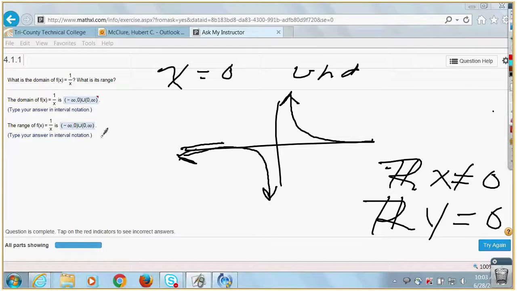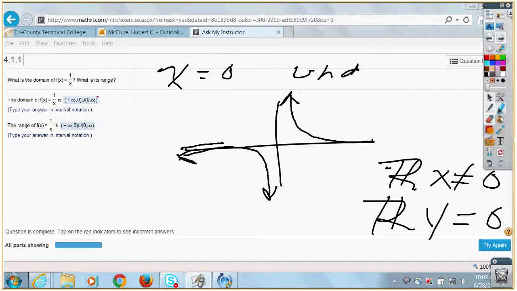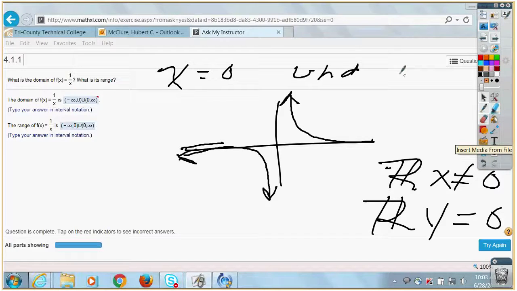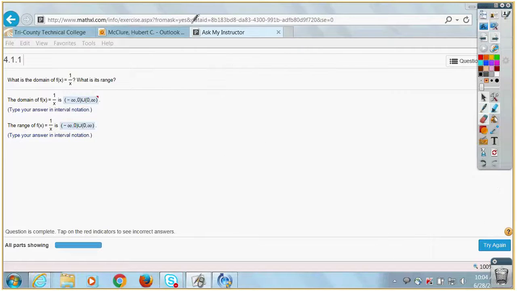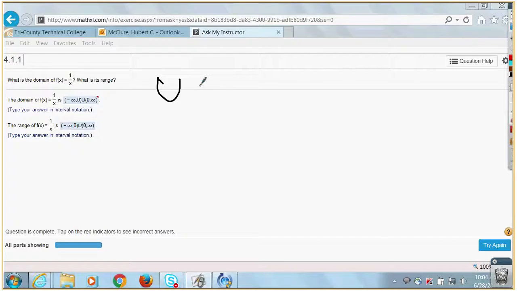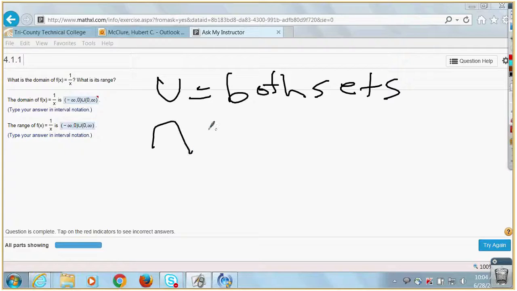And the way that you write that in set builder notation is with a union. Union means that nothing overlaps. Intersection is overlap. So if you're talking about unions, union means what makes up both sets, and intersection means what overlaps.